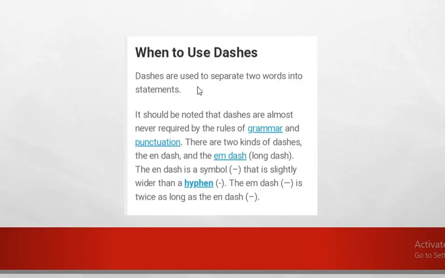When to use dashes? Dashes are used to separate words or clauses in statements. It should be noted that dashes are almost never required by the rules of grammar and punctuation. There are two kinds of dashes, the en dash and the em dash. Em dash means long dash and en dash is shorter than the em dash. The en dash is slightly wider than a hyphen. The em dash is twice as long as the en dash.